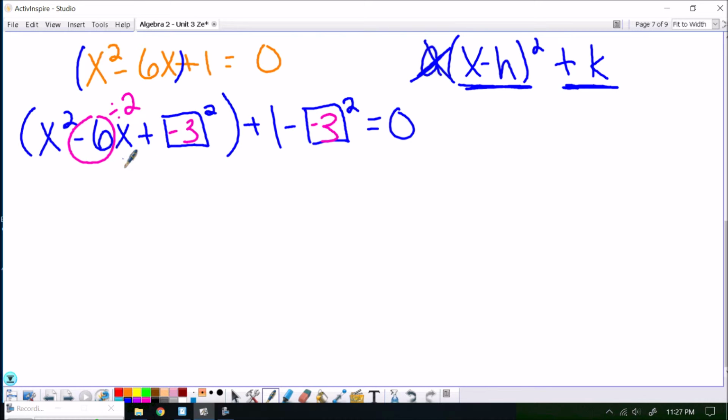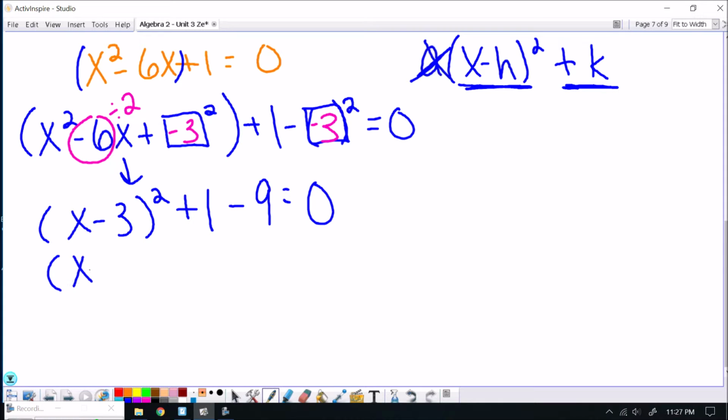So when I do that, this x squared minus 6x is plus 9. If I did the box and factored that, it turns out to be x minus 3 times x minus 3, or x minus 3 squared. And if you notice, the negative 3 inside the box is what goes inside the something squared. Then I have the rest of the equation, so plus 1 minus negative 3 times negative 3, which is 9, is equal to 0. So we have x minus 3 squared minus 8 equals 0.